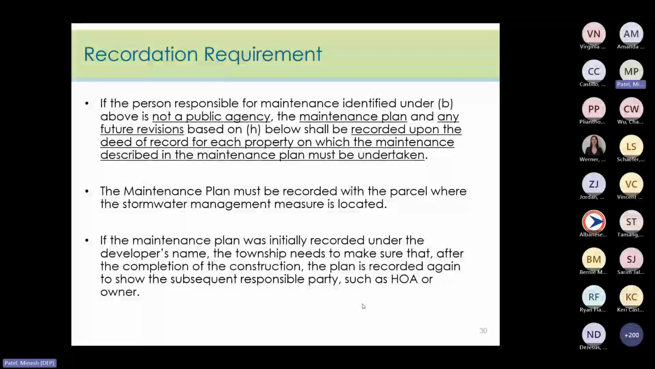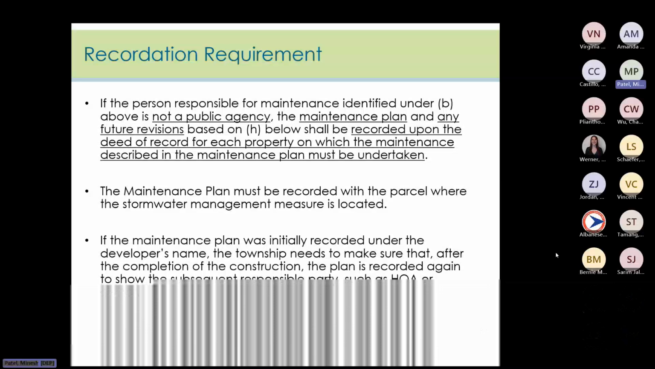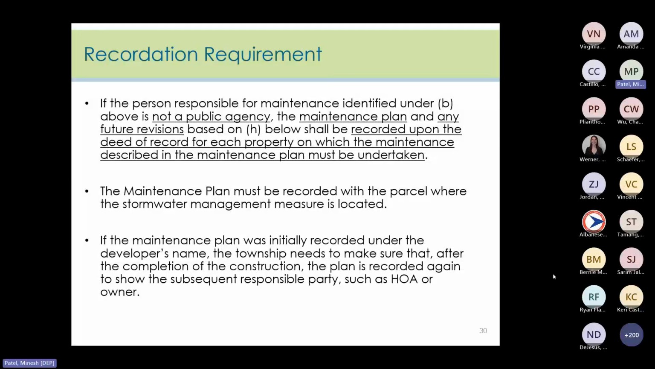I mentioned procedures to be followed. One such procedure is the requirement to record on the deed information about the maintenance plan, and that identifies the responsible party. And that would include the name, the address, and the phone number. The maintenance plan must be recorded with the parcel where the stormwater management measure is located. Any change in the responsible party information due, for example, to a change in property ownership must also be recorded on the deed. The information must also be updated after project construction is completed.